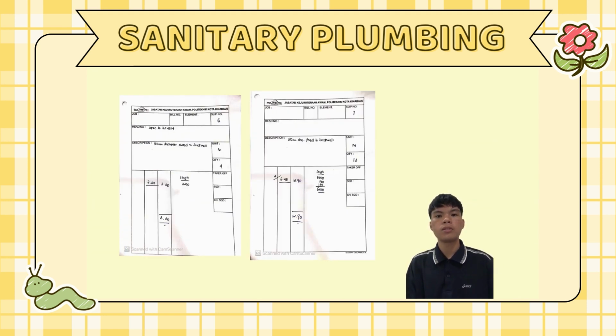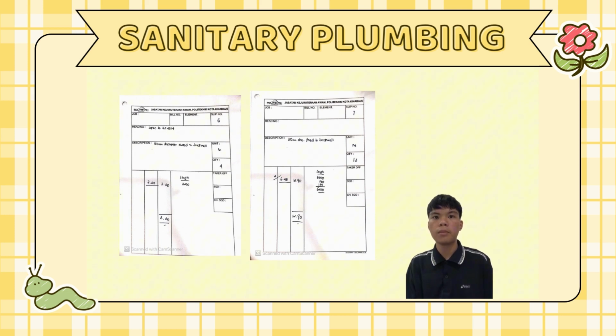So the next one is UPVC to BS 4514. Description: 100 mm diameter, chase in brick wall. Unit in meter. The length is 3200, so it's 3.2 meter. So quantity is 4.